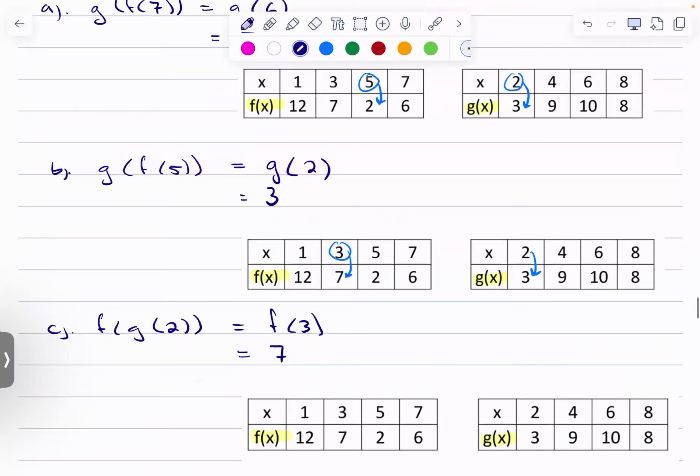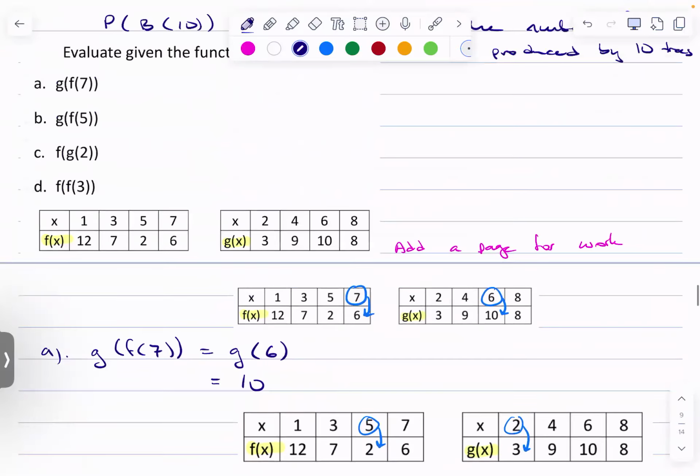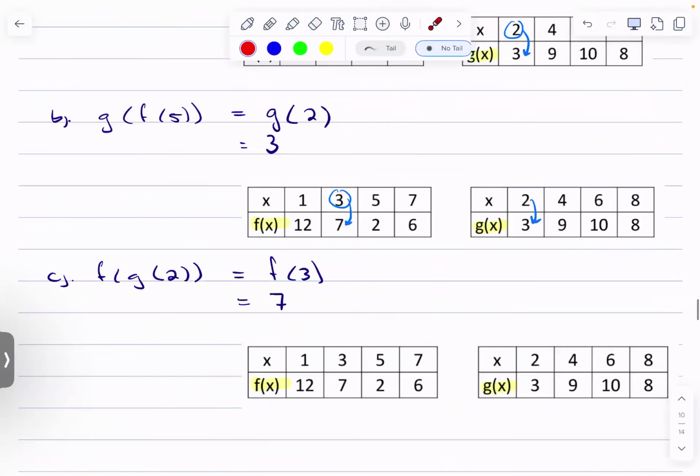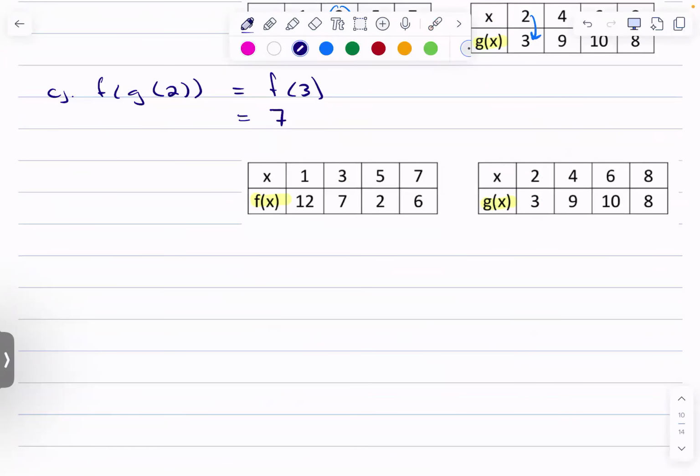You can even get crazy and do something like f of f of 3. Just take it nice and slow. Just write it out. D, f of f of 3.